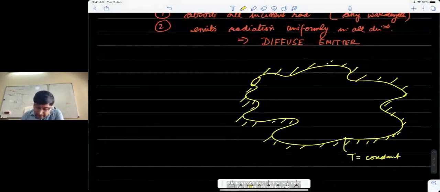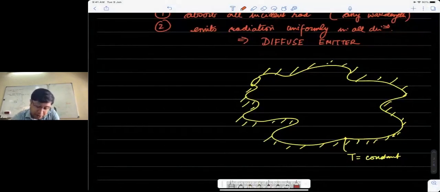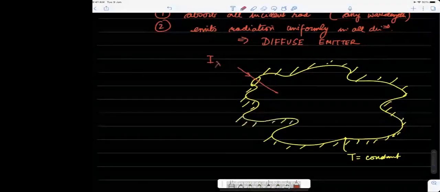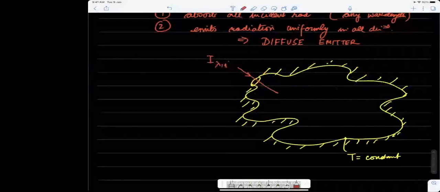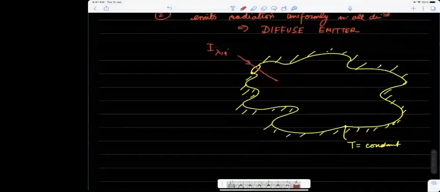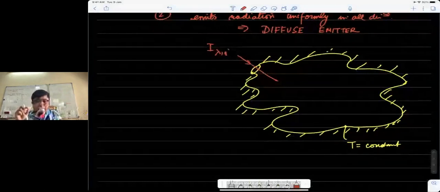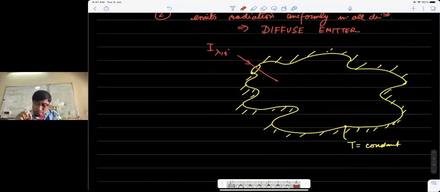And say we have some incident radiation, lambda I, coming in through this aperture. So this cavity, which has a small aperture, can actually be considered to behave like a black body. And let me put my arguments for that. If you look at this incident radiation, when it hits the inside part of the cavity, it will start reflecting.